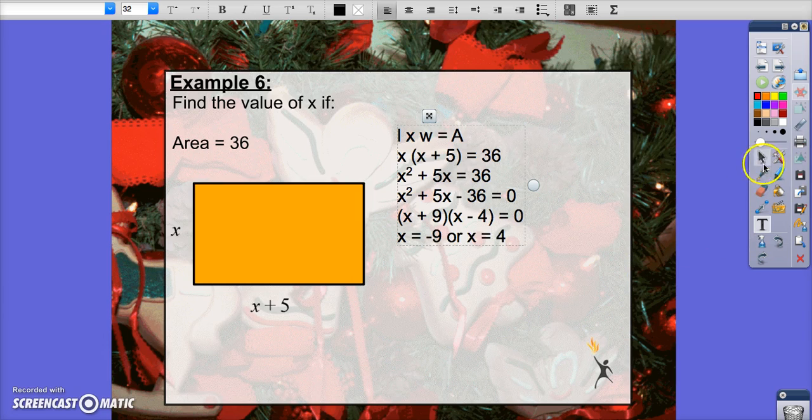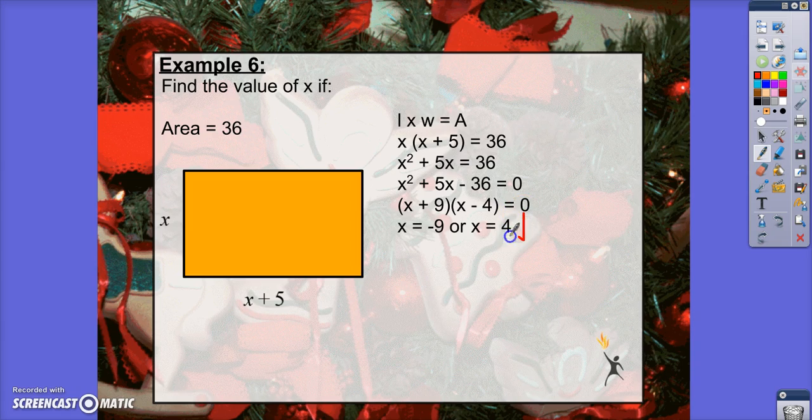Now normally this would be our answer, right? But let's think about one thing here. Have you ever seen a negative area? No. So cross out the negative 9, your final answer is 4. And that's it for the lesson.